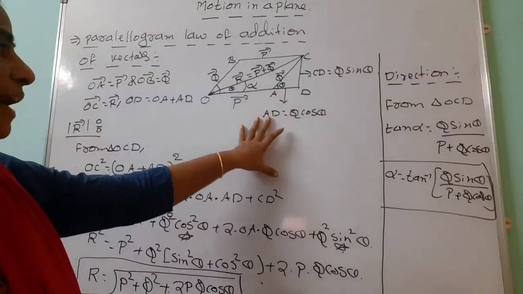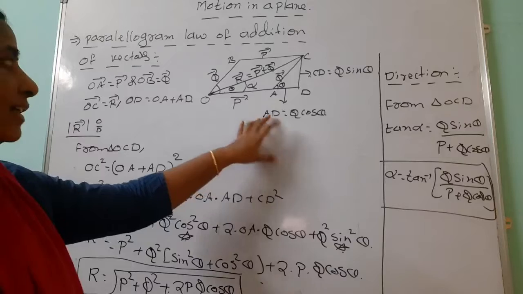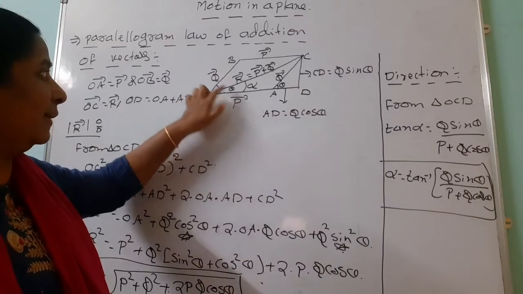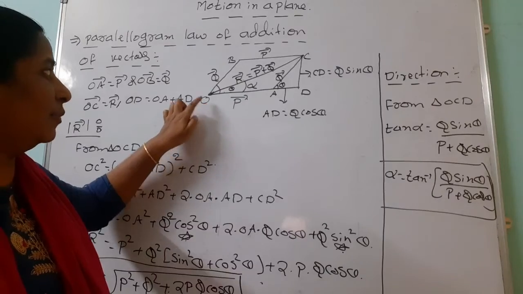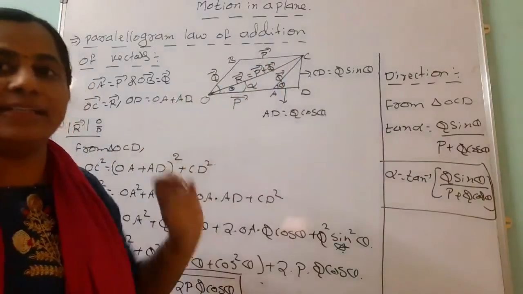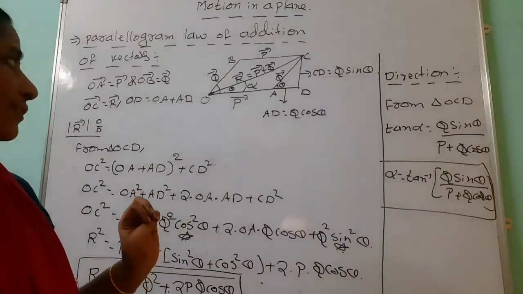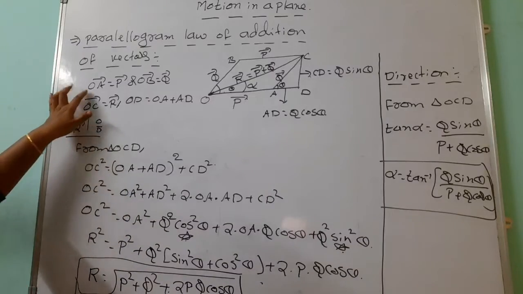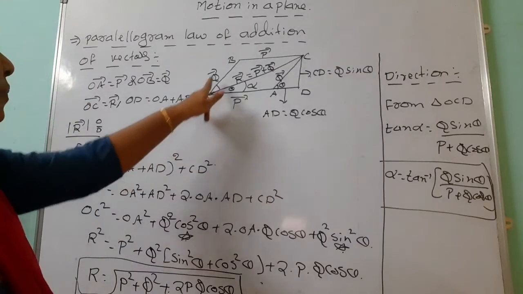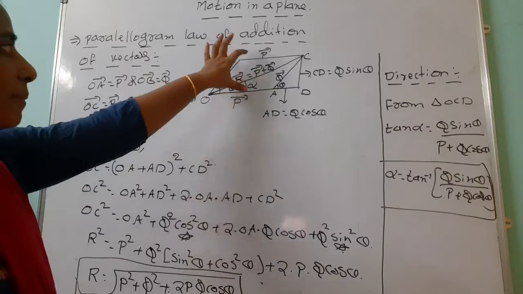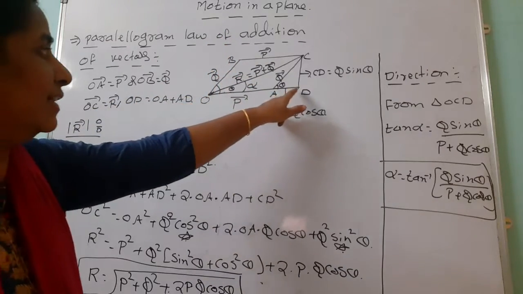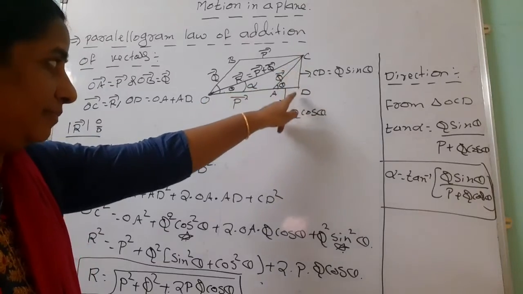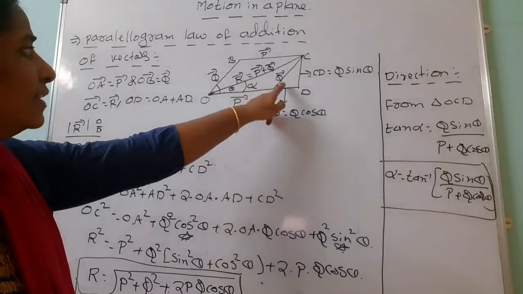This is called the parallelogram law of addition of vectors. If two vectors are representing two adjacent sides of the parallelogram starting from the same point, then the resultant is represented by the diagonal passing through the origin. Here OA equals to P bar, OB equals to Q bar. In a parallelogram, opposite sides are equal. Then we should extend and drop this perpendicular. Here theta means here also theta.